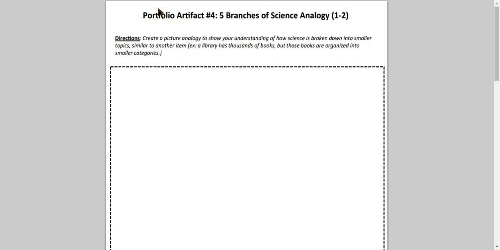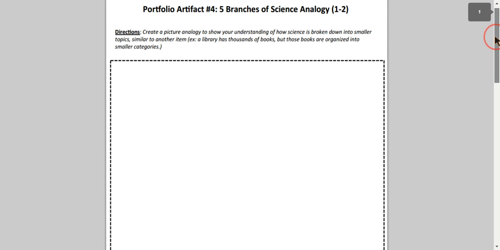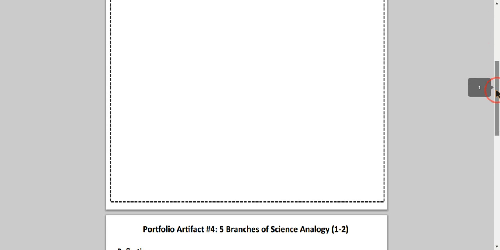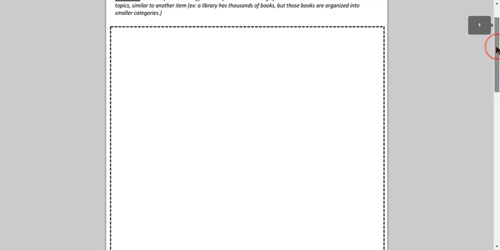Okay, if you take a look right here, this is artifact number 4, 5 branches of science analogy. They are going to create a picture analogy to show the understanding of how science is broken down into smaller groups, similar to any items. A library has thousands of books, but those books are organized into smaller categories or genres. They're not allowed to use that example. That's just one I gave them. So they're going to do their picture right here in this open area. Anything they want, anything that's broken up.